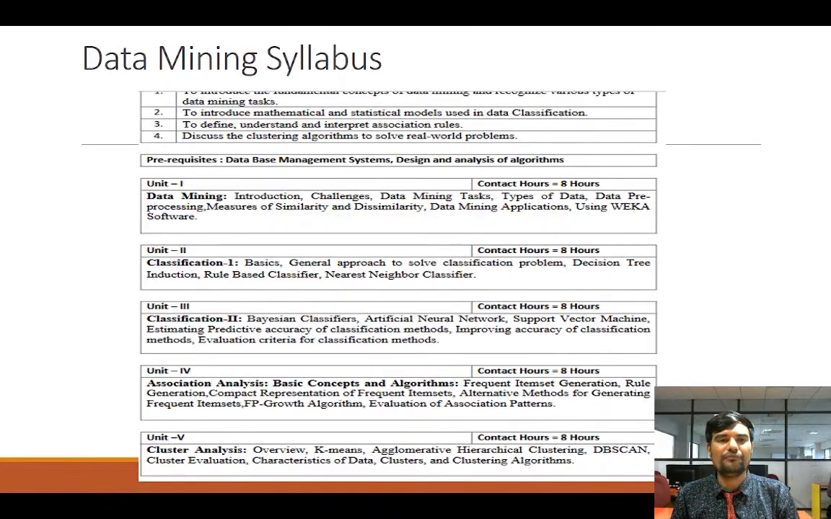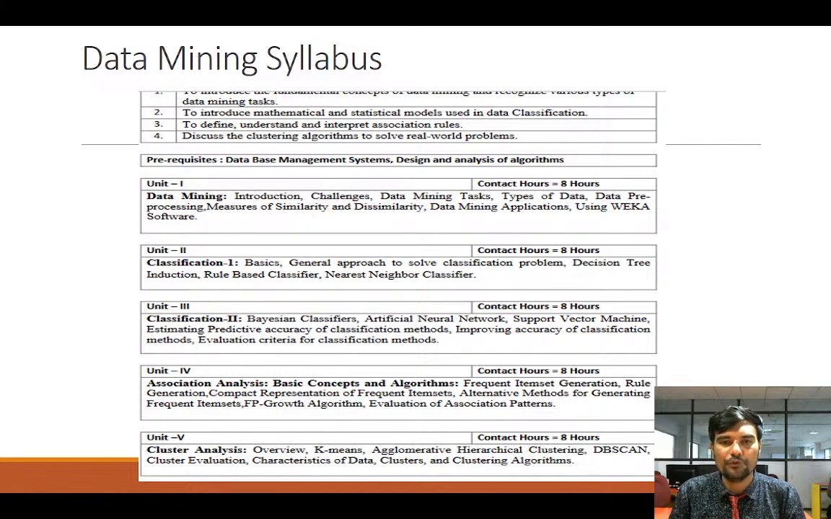So overall, for this data mining subject, a prerequisite is that you need to have some knowledge of database management systems, and even if you have some knowledge about algorithms, that will be an added advantage to study this subject.